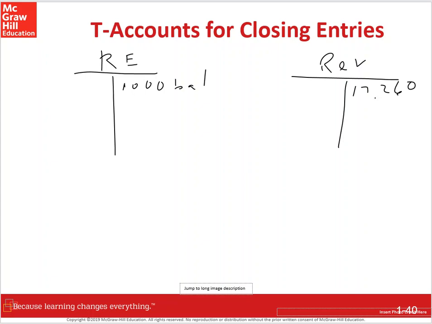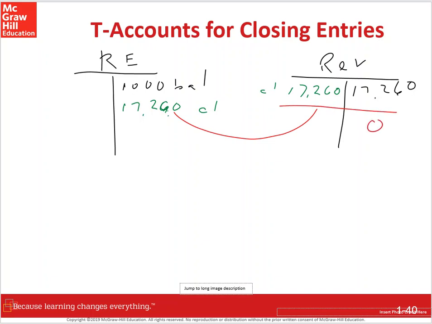Well, to make it go away, we're going to have to debit revenue 17,260, and then we're going to need to credit retained earnings 17,260. And typically next to closing entries, we write CL, which stands for closing. So we've literally moved that amount from revenue into retained earnings, and now our balance in revenue is 0.